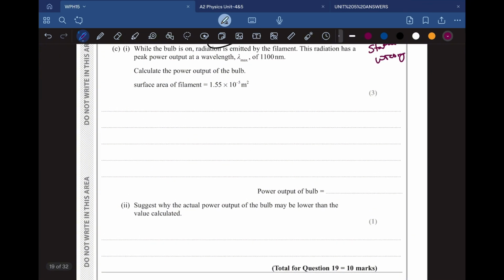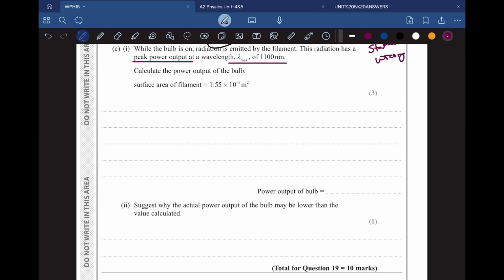Now here, while the bulb is on, radiation is emitted by the filament. The radiation has a peak power output at a wavelength of lambda max of 1100 nanometer. So this is the wavelength at which maximum power output comes.